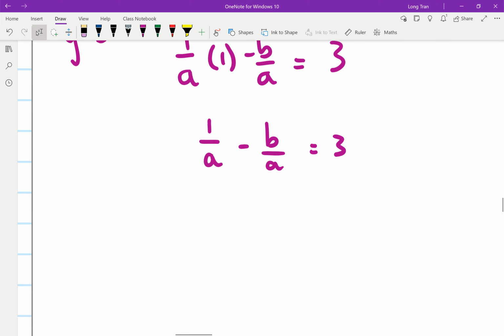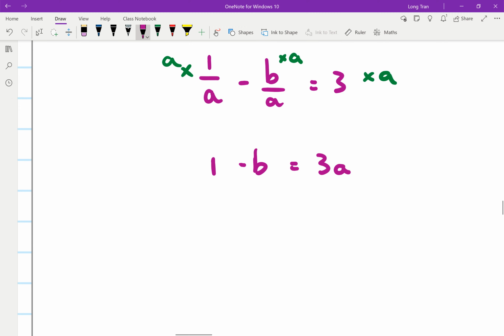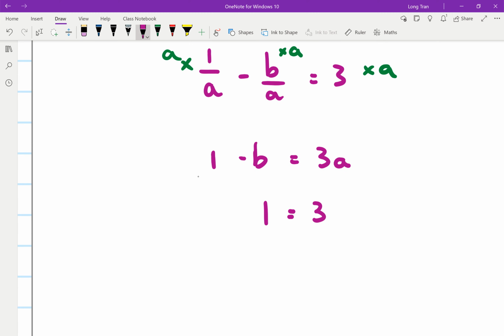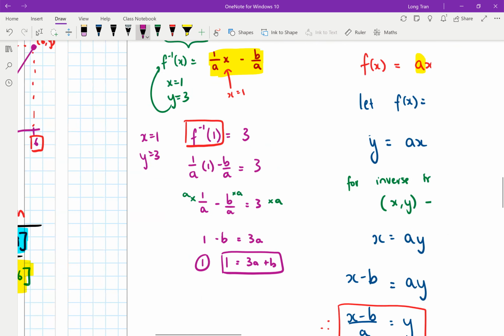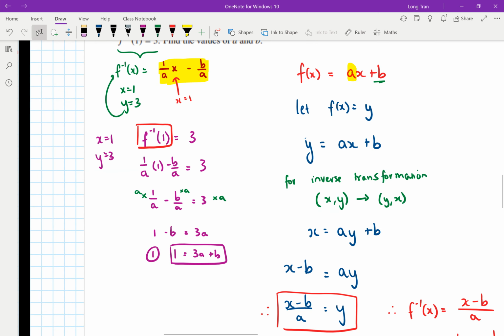I personally don't like working with fractions, so I'm going to times everything by a, times this by a, times this term by a, times this term by a, and you get 1 minus b is equal to 3a, and therefore 1 is equal to 3a plus b. Okay, so that's my first equation. That's my first equation utilizing the inverse information.